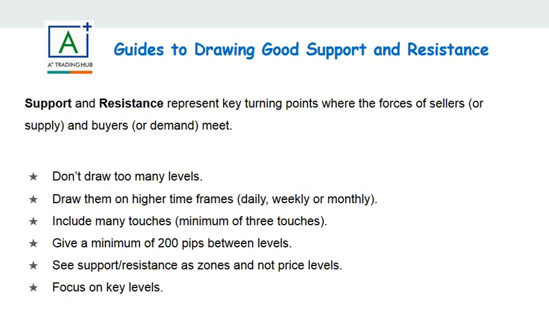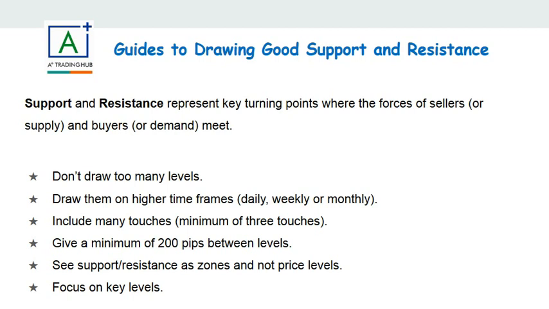Now, include as many touches as possible when you are drawing your support and resistance. At least let your support or resistance levels have 3 touches. Then also give a minimum of 200 pips between each level. Don't let them be too close. Like you draw your support and resistance every 50 pips. No, that's too close. Let it have some room to run. So 200 pips, it's okay.